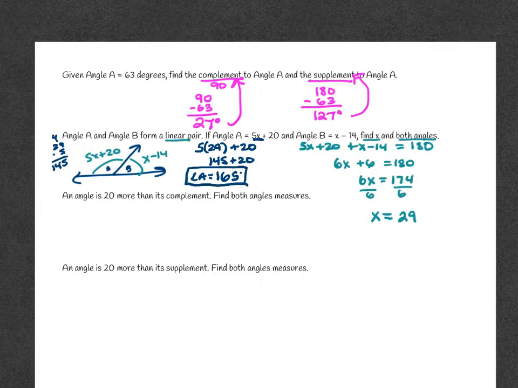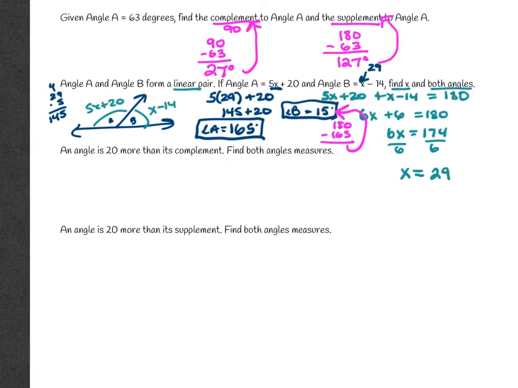And then you have two choices. One is plug the 29 in here and get that angle B is 29 minus 14, which is 15. Or take the 180 and subtract the 165 from it. Either way, you get 15. And if you've got the time, you want to do both to check.